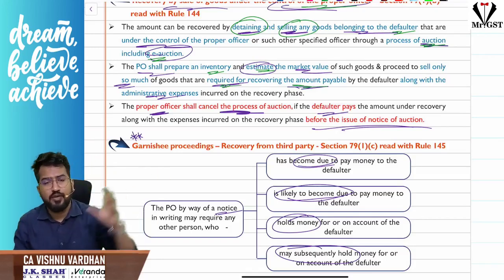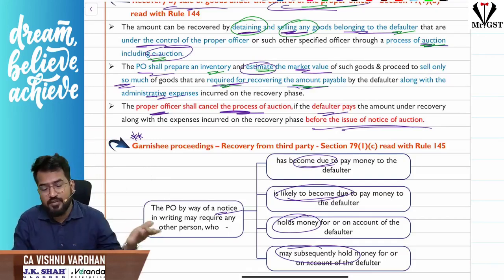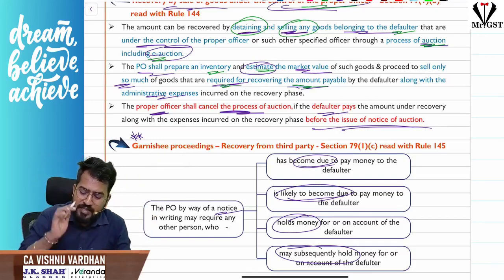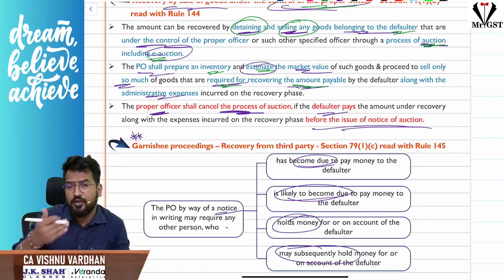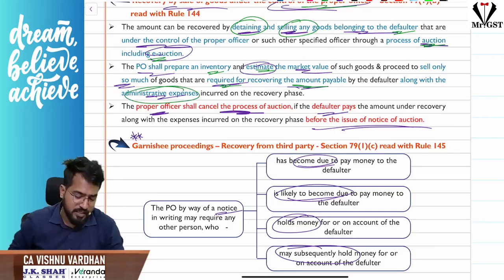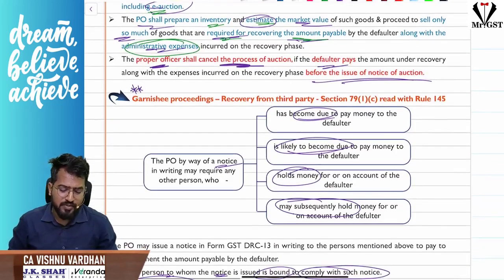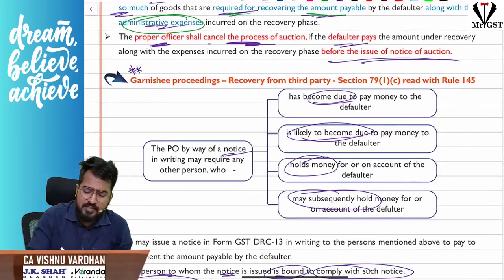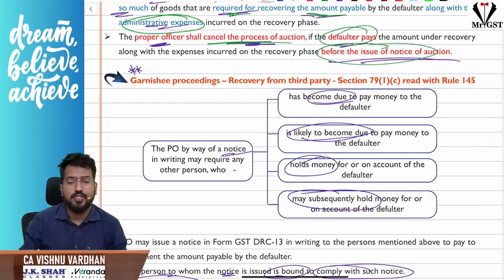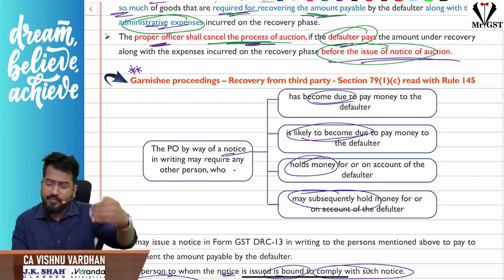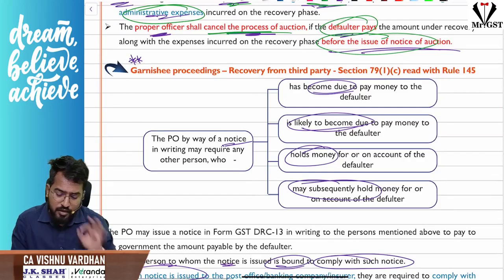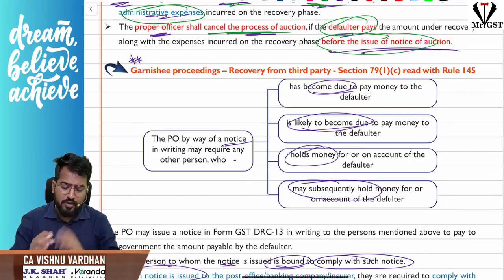Let us assume we have 1 crore worth goods with us and his liability is only 20 lakhs. We should not sell all the goods worth 1 crore. Sir, you should plan in such a way where you are doing the auction to recover the tax liabilities including the administrative expenses. The proper officer shall cancel the auction process if the defaulter is making the payment before the issuance of notice of auction. So before giving notice for auction, if the taxpayer is making the payment, then the proper officer will cancel the auction. Okay, so now coming to garnishee proceedings.